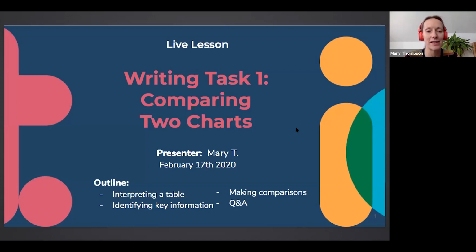So as Jamie said, today we're going to be looking at writing task 1, which is comparing two charts. The outline of the webinar is I'll be interpreting a table, making comparisons, identifying key information, and as Jamie said, there'll be a Q&A at the end, okay? I will try and address questions as I go through the webinar, but sometimes, depending on what I ask, I get hundreds of answers. So it might be better if you put them in the Q&A so we can look at them at the end. Okay, so let's get started.